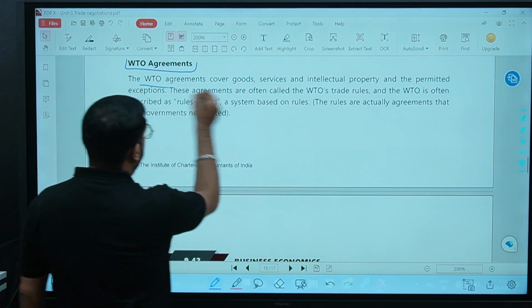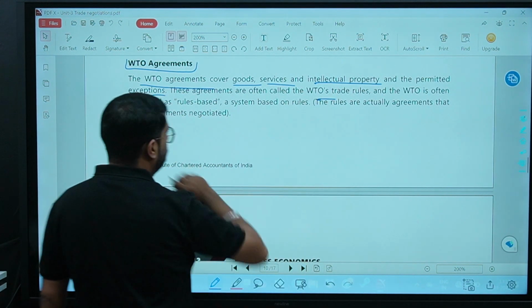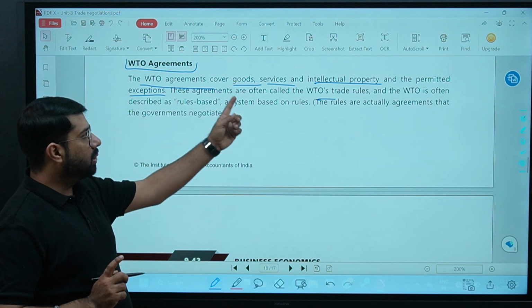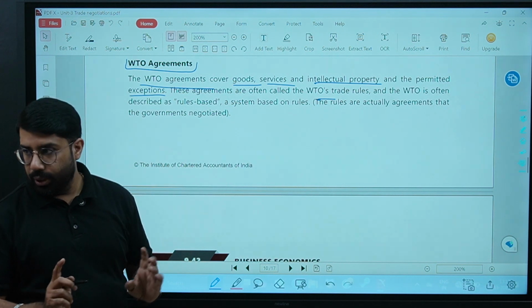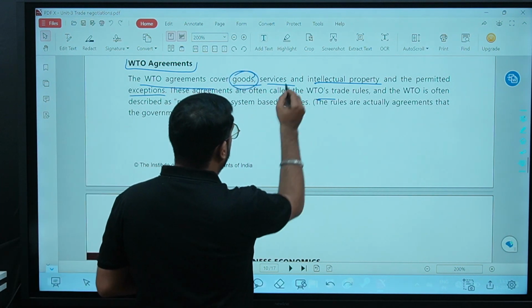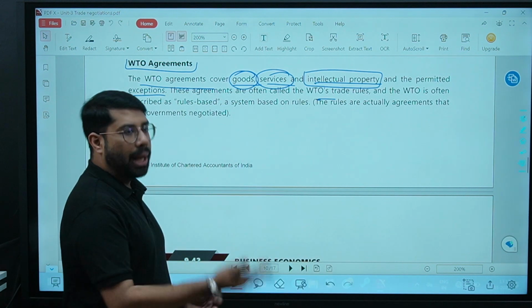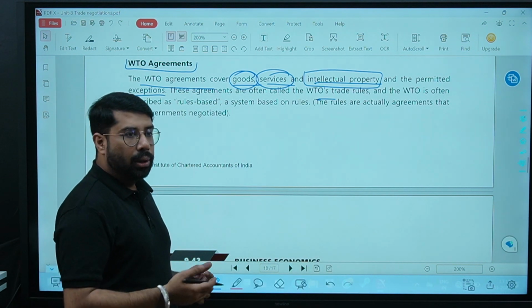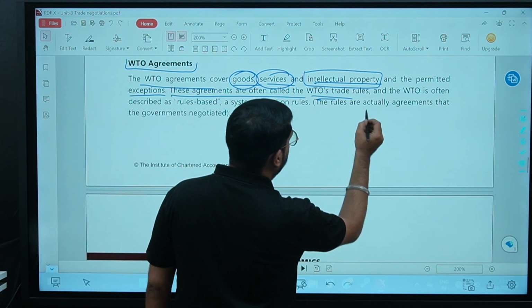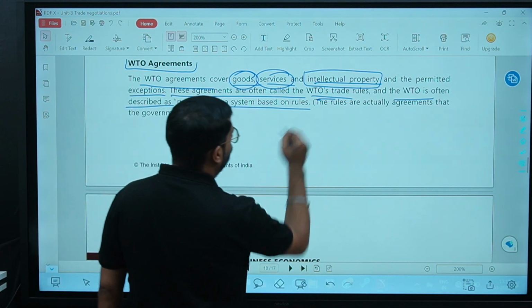It says WTO agreements cover goods, services, intellectual property, and the permitted exceptions. If you remember, in GATT, only goods were covered; services and intellectual property rights were not covered. So in WTO, whatever agreements we make, those agreements will cover what? Goods, services, and intellectual property, and some other types of agreements also. Now it says these agreements are often called WTO's trade rules, and WTO is often described as rule based, a system based on rules.